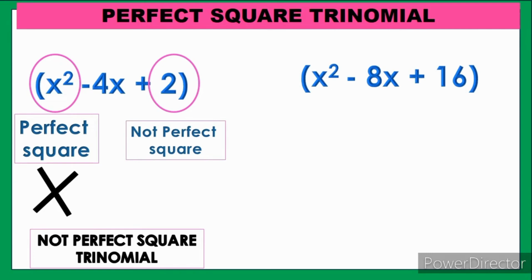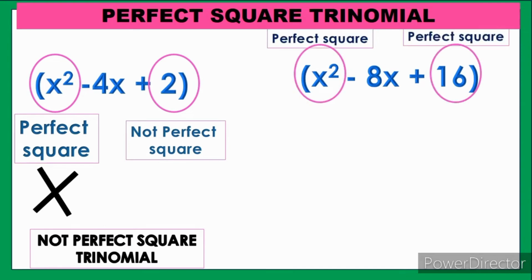Okay, number 2, x squared minus 8x plus 16. Then we're going to check whether it is a perfect square trinomial or not. Based on the given explanation in the slides, x squared, which is the first term, must be a perfect square. Then the last term 16 must also be a perfect square.